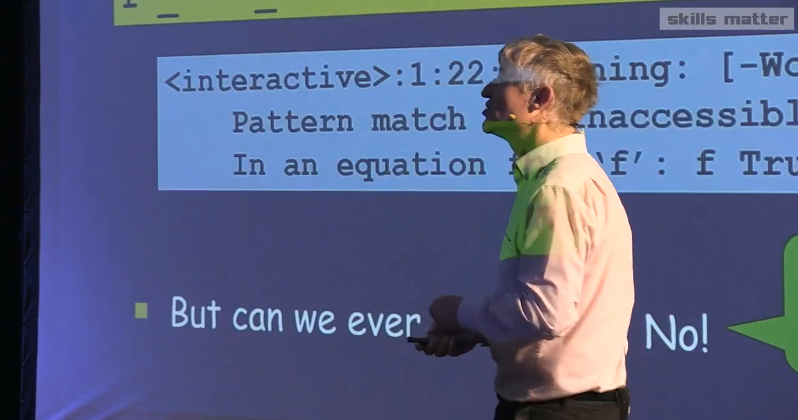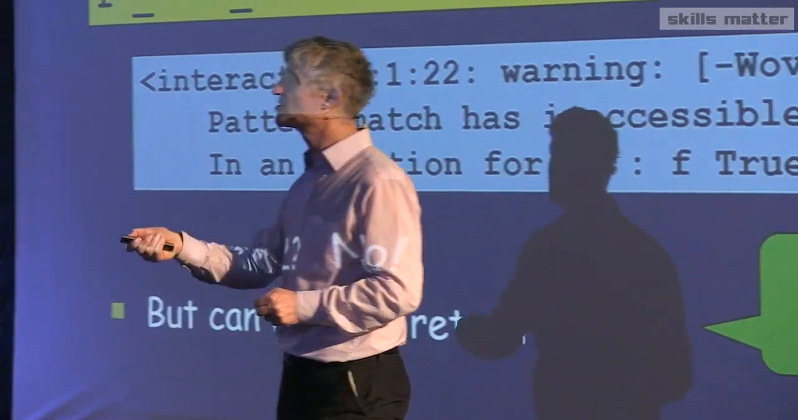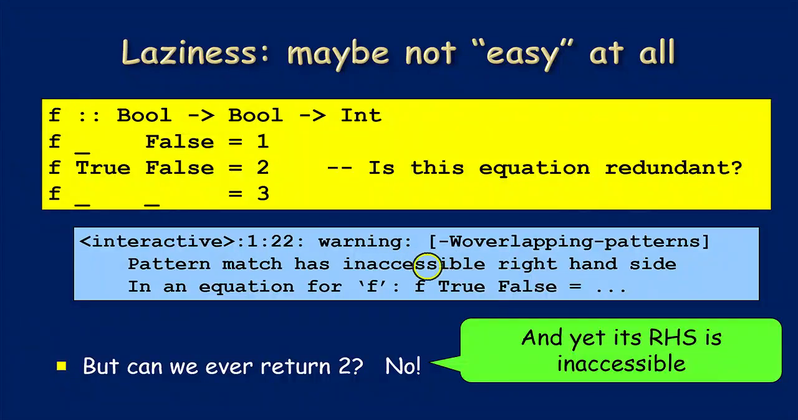So GHC these days will say this. It will say the right-hand side is inaccessible. And that's what this means. You can't get to the right-hand side. But with the other one, it would say it's redundant. But with this one, it just says it's an inaccessible right-hand side. You could write whatever you like there. Nothing is ever going to happen on that right-hand side. A little strange, don't you think? All right? Having fun yet?